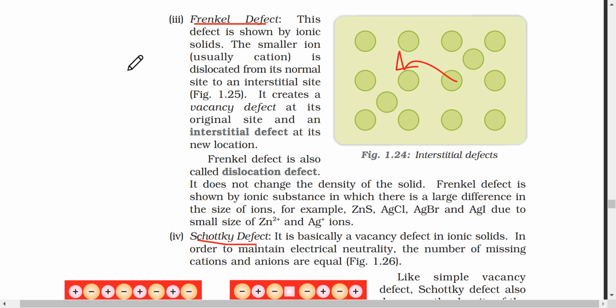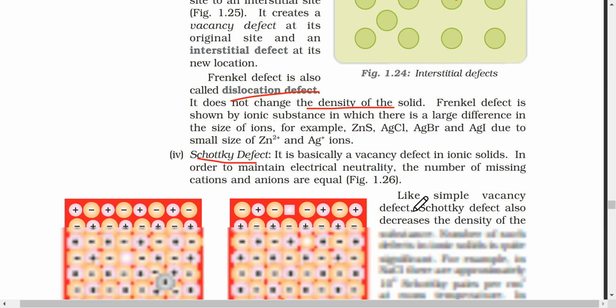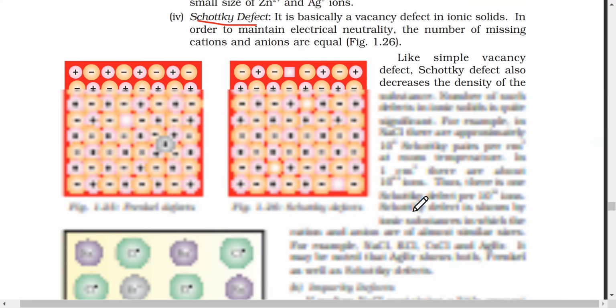What is in Frenkel? This defect is shown by ionic solids. The smaller ion, the cation, is dislocated from its normal site to an interstitial site. It creates a vacancy defect at its normal site and an interstitial defect at its new location. Where it left, there is a vacancy defect; where it went, it created an interstitial defect. Frenkel is also called dislocation defect. It does not change the density of the solid. Frenkel defect is shown by ionic substances in which there is a large difference in the size of ions. Okay, there is a big difference between cation and anion.